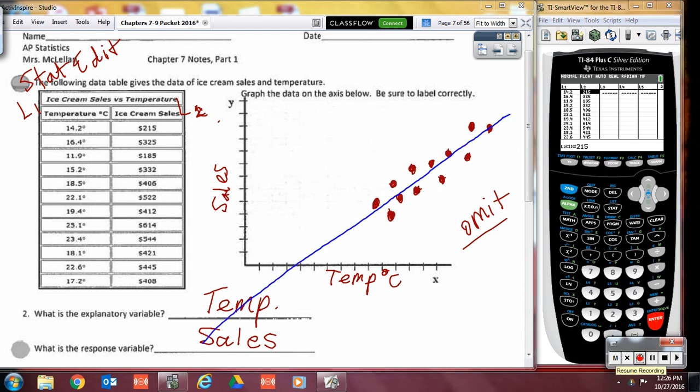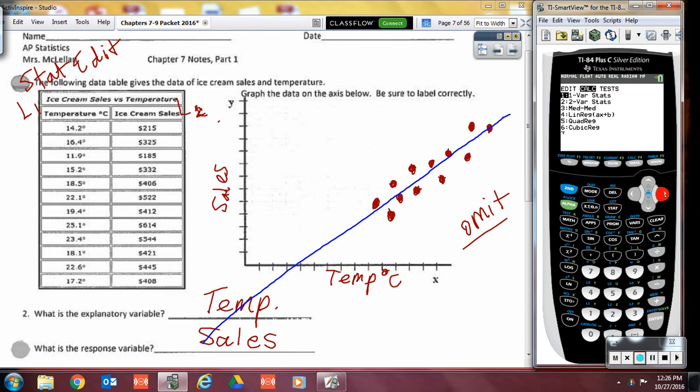Once you have your stuff in there, then you're going to do stat, over to calc, and we want to get the linear regression, which you have done in the past in your classes, as number 4. Okay, stat calc number 4, enter, and there you have it. Now, we are going to be needing the R value and the R squared value. That's the two new things we're going to be learning about today. So raise your hand if your calculator does not give you that R and R squared.